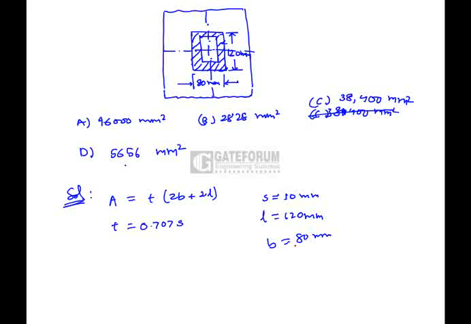So here the total throat area of the weld is equal to 0.707 into 10 into (2 into 80 plus 2 into 120), which is equal to 2828 mm square. So the right answer is 2828 mm square, and the correct option is B. B is the right answer.